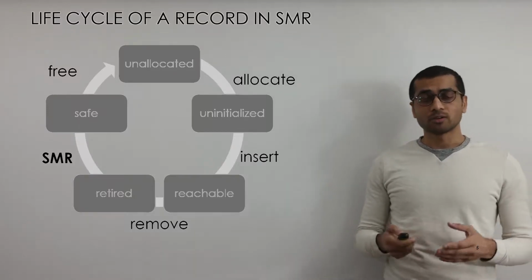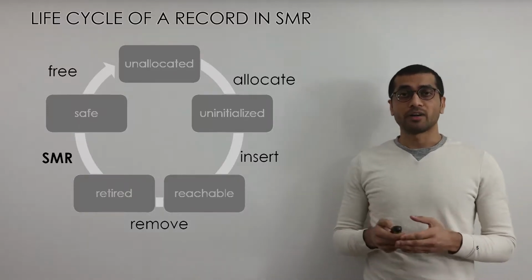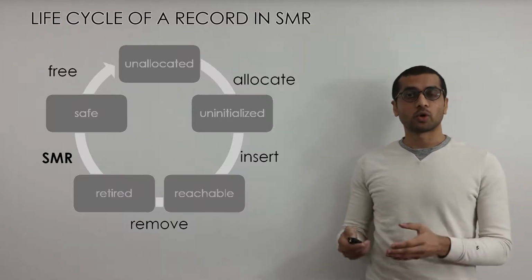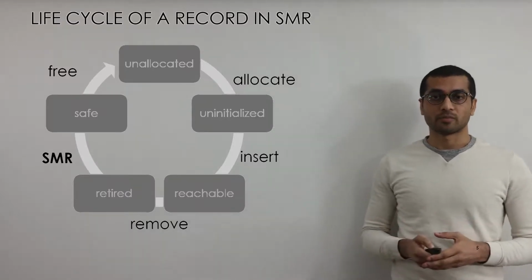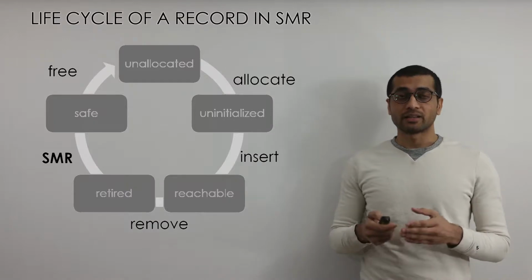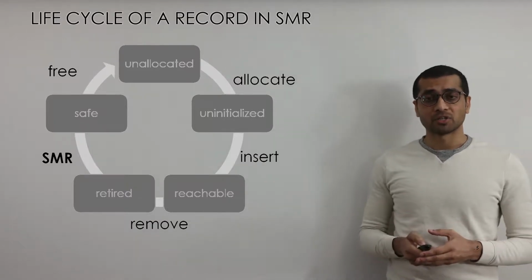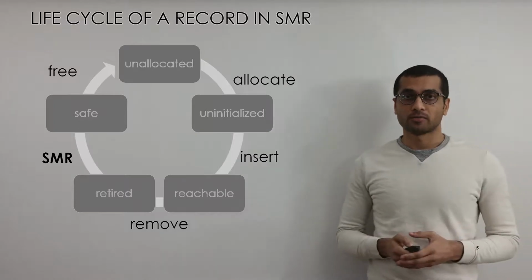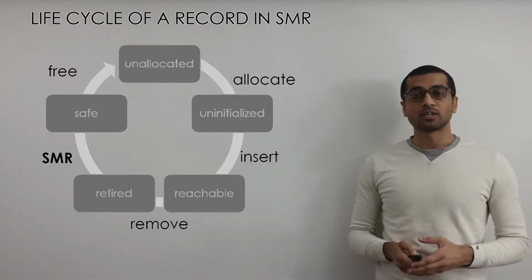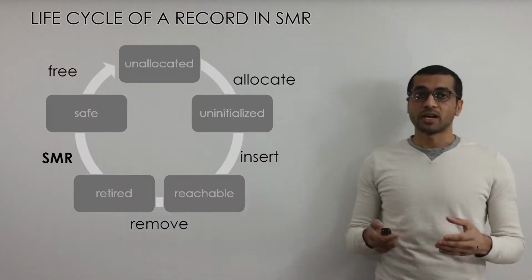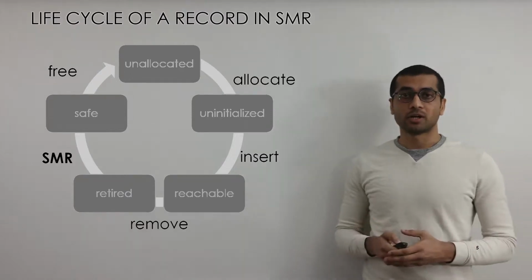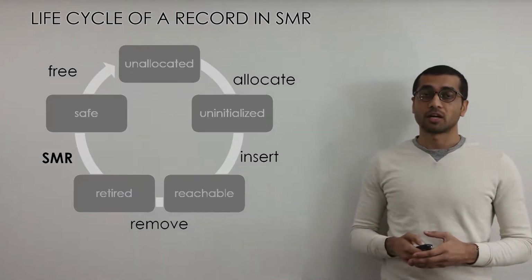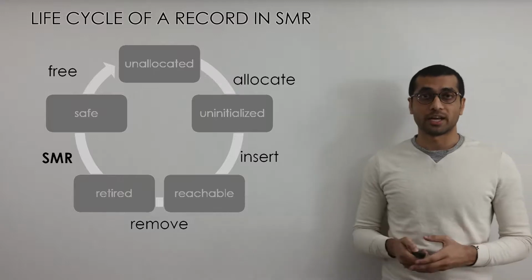Typically, in an SMR algorithm, a record, whenever it is retired, is actually stored in a thread-local private buffer. So from this point on, it's the responsibility of the safe memory reclamation algorithm to decide when it is safe to free the record. And at that point, it enters into the safe state. And after that, it could safely be freed to the underlying operating system and the record enters into the unallocated state again.